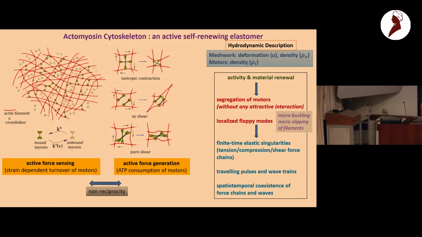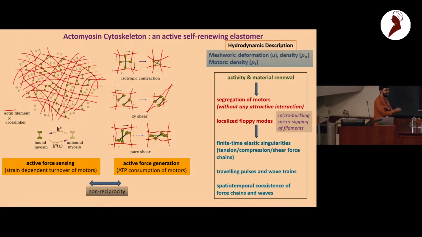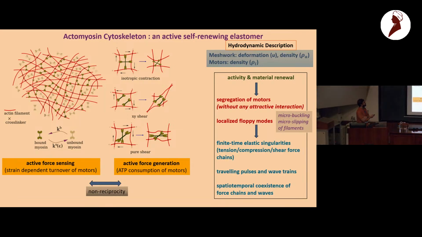So rho A and u are describing the elastic material. It's the density of the elastic material, and u is the deformation of that material. They are related. You can write down different forms; I'll come to it in a while. Okay, so where I was?